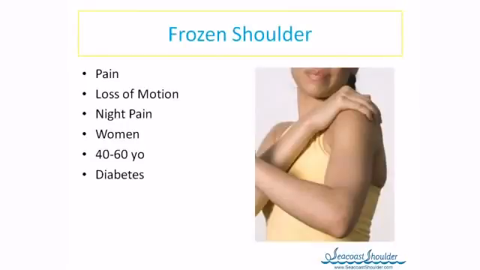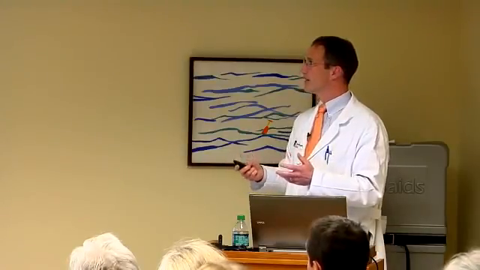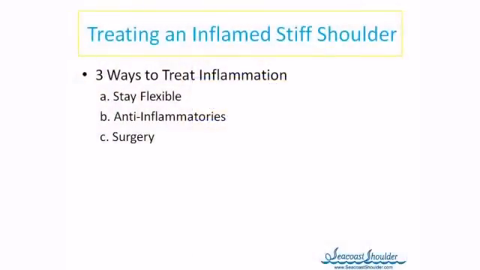A very common problem that I see, particularly in women between the age of 40 and 60, is something called adhesive capsulitis, also known as a frozen shoulder. It seems to be more common in women. They present with pain at night. They present with loss of motion. It's also very common in people with diabetes. So the way I think to treat an inflamed shoulder with some stiffness, there's three ways of treating it. One is to stay flexible as best as you can. The other is to decrease the inflammation by taking anti-inflammatories. And then the third way is surgery.